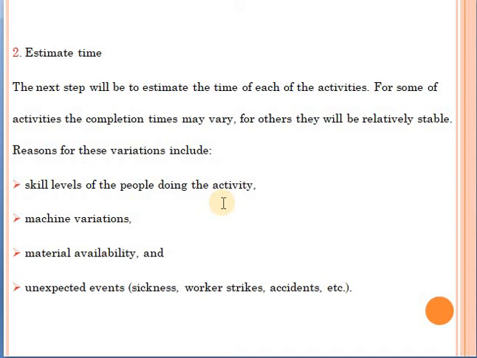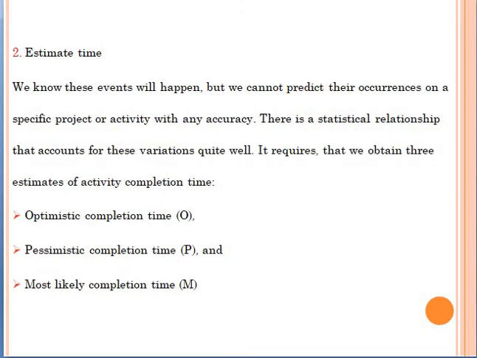of the operator. Sometimes the machine would have some variations, or sometimes the availability of the material would affect the completion time of the activity. Sometimes unexpected events would occur, such as the sickness of the operator, or strikes, or accidents. So these reasons may give us completion times that vary for a single activity. Now we know that these events might occur, but we do not know at which activity it will occur.